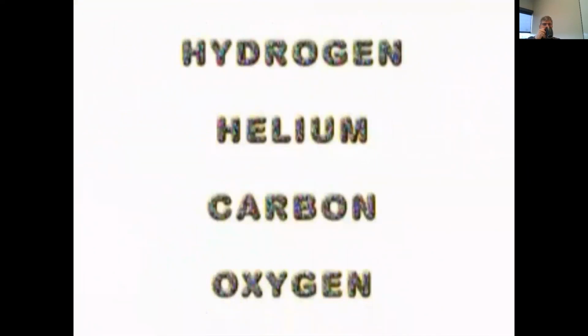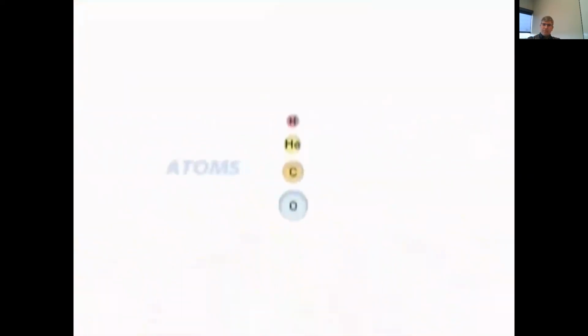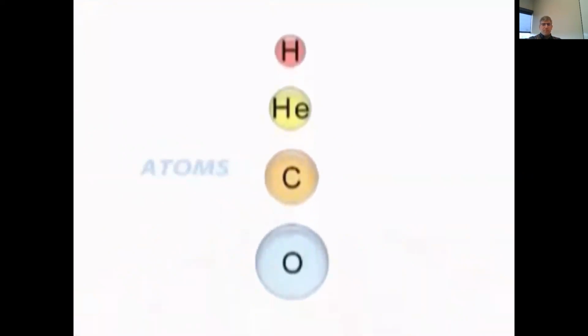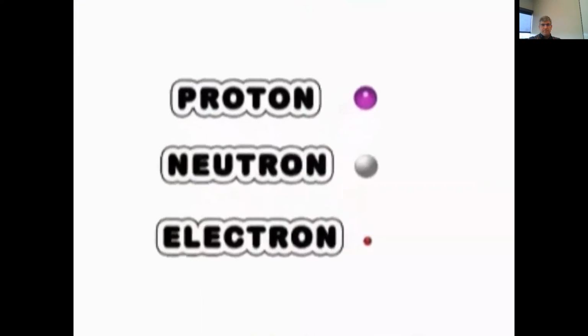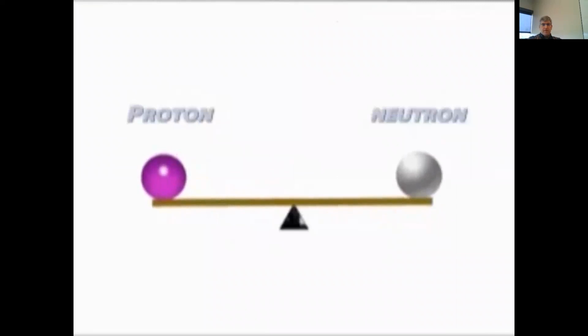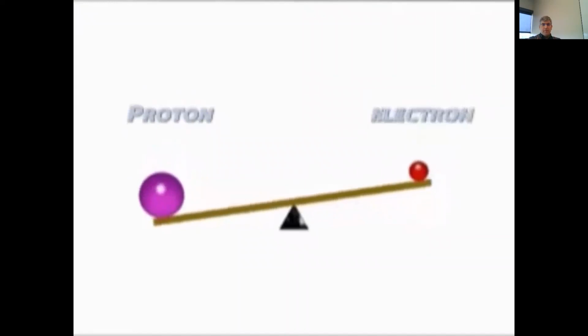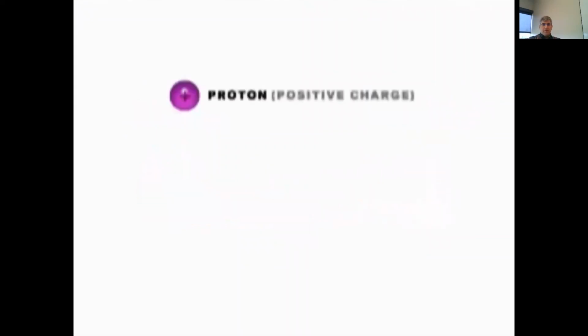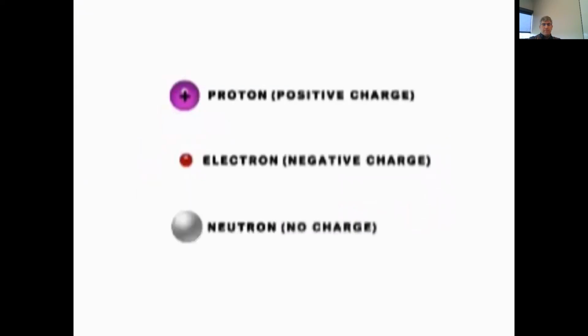Chemical elements such as hydrogen, helium, carbon, and oxygen are made up of tiny particles called atoms. Atoms are extremely small, but they are made up of even smaller particles called protons, neutrons, and electrons. Protons and neutrons are about the same size and weight as each other, while electrons are much smaller and lighter. Protons have a positive charge, electrons a negative charge, and neutrons have no charge.